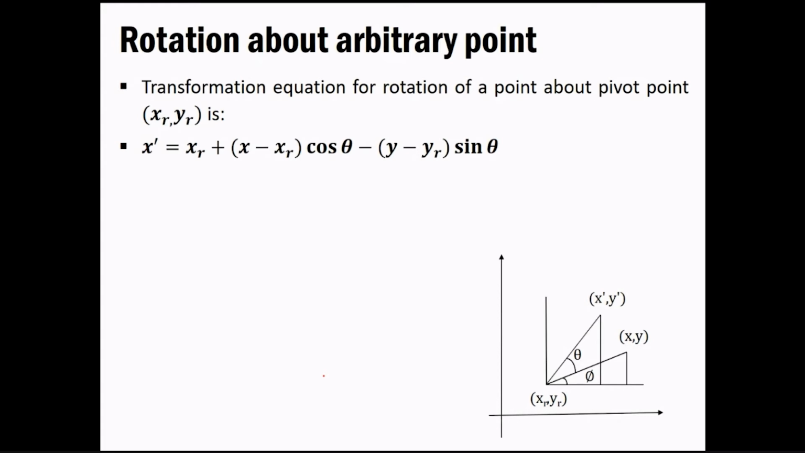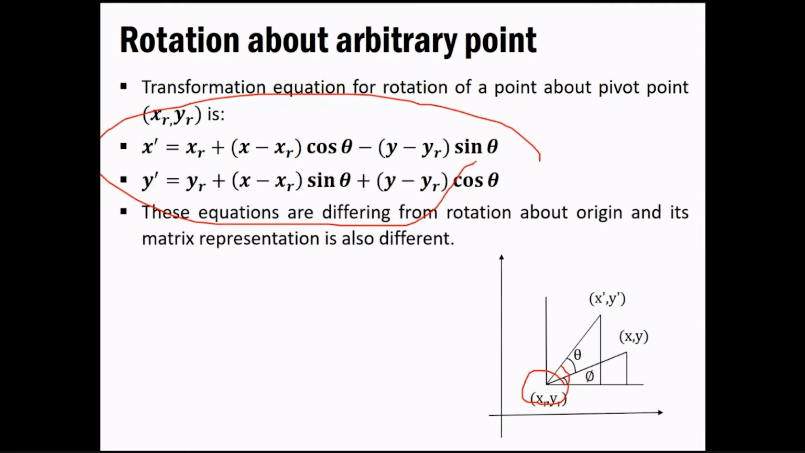What if you are getting this thing at this particular point? You just try to represent it with xr comma yr. So in this case you'd be having this equation for x dash and for y dash. What it says is this equation will always differ from rotation about origin, and its matrix representation is also different. So you cannot consider the same case as we have seen for the origin.